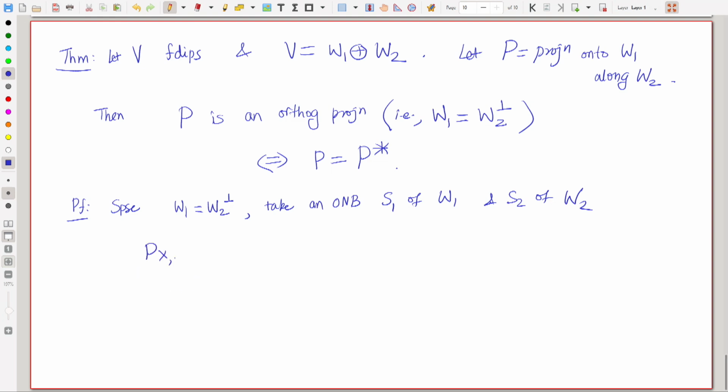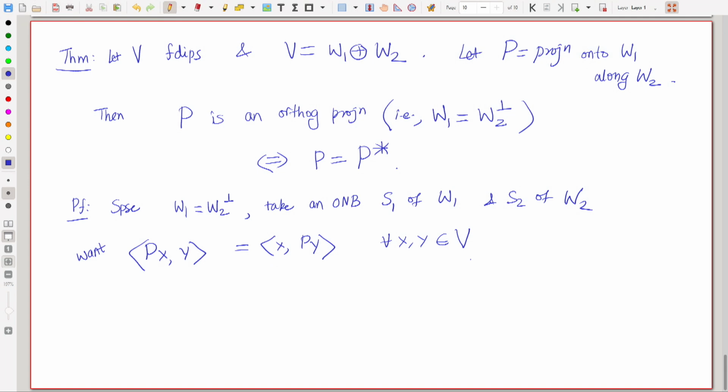What does that mean? I have to show Px comma y is equal to x comma P star y, but what I have to show is that it is x comma Py. That is when it will prove that P is equal to P star, right. So to show P equals P star, I must show that this equation is true for all vectors x and y in my vector space V, but it is enough to establish it for all possible basis vectors. If I show it is true for all basis vectors, then of course it is true for all vectors just by linearity.